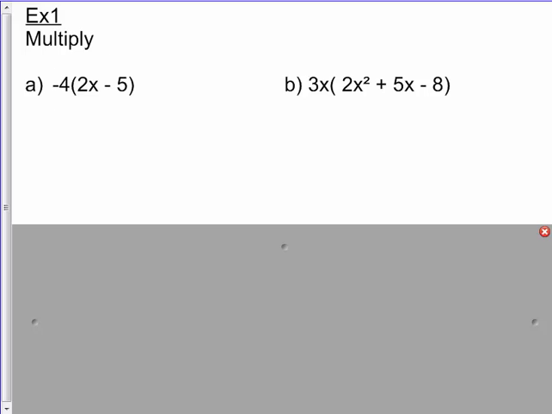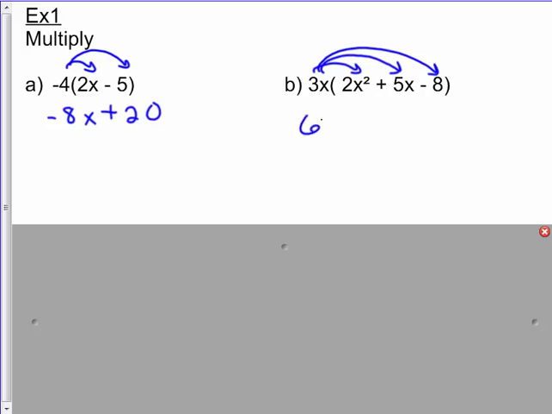We take the number on the outside and multiply it to every term on the inside. So I'm going to take the -4 and multiply it to both things here. I get -8x and plus 20. Things to remember: signs are important, so make sure we are diligent about that. In B, I'm going to do the same thing. Remember, x times x squared is going to be x cubed, so I get 6x cubed plus 15x squared minus 24x.